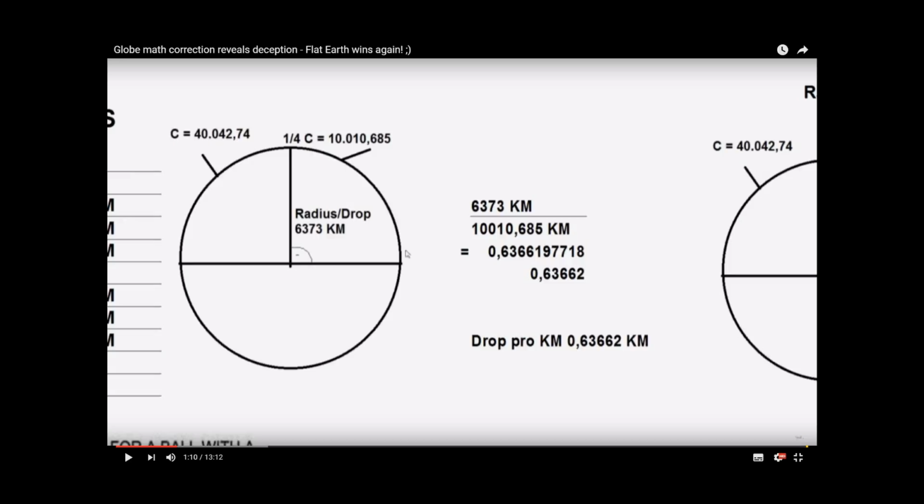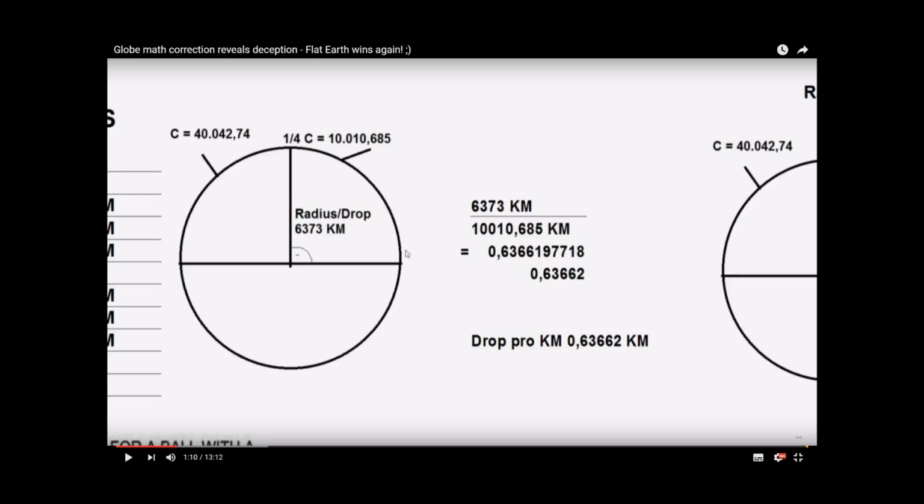Then there's a guy by the name of Cae Sar. He thinks he has the solution to the problem of the curvature of the Earth. What does he do? He says the circumference of the Earth equals 40,040 kilometers, so a quarter of that length is 10,010 kilometers. In this 10,010 kilometers the Earth drops 6,373 kilometers, the radius of the Earth. So the average drop is 6,373 kilometers divided by 10,010 kilometers is 0.6 kilometers per kilometer.